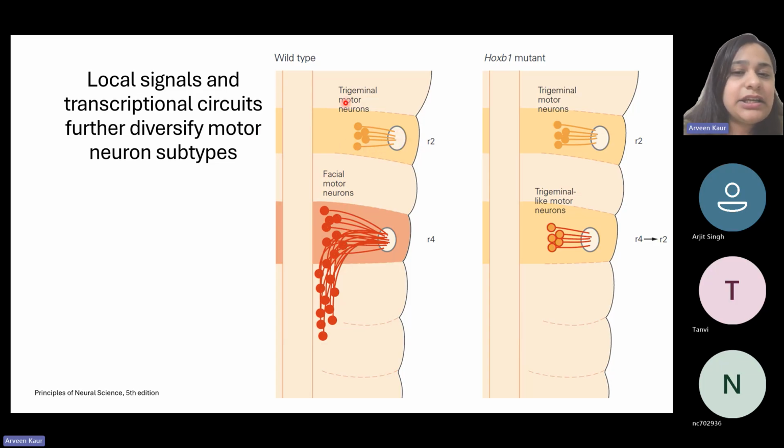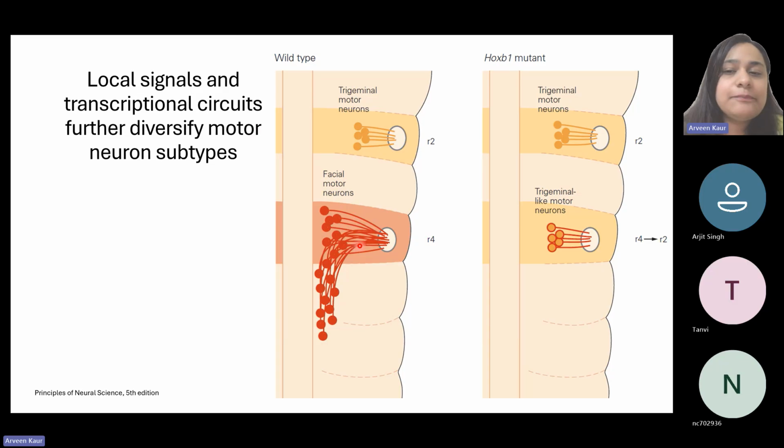And these are basically going and forming the trigeminal motor neurons, right? Posterior to that is this R4 region, which has another set of neurons sprouting out of it, and these are actually going and forming the facial motor neurons. Now, there are different factors at play due to which there is a difference in which kind of neuron is actually being formed.